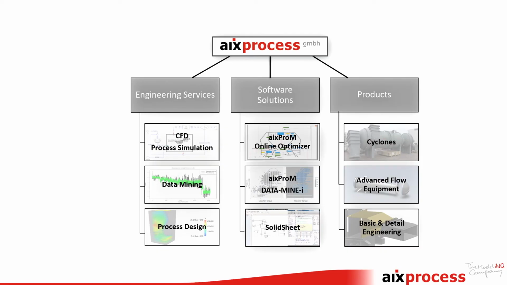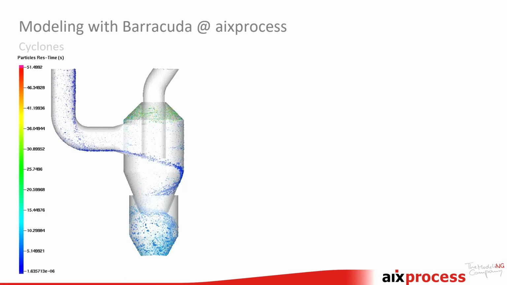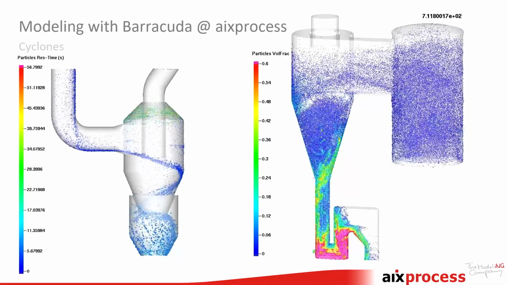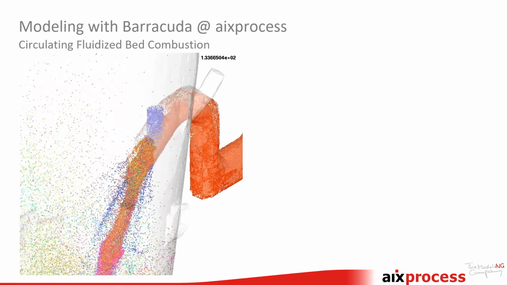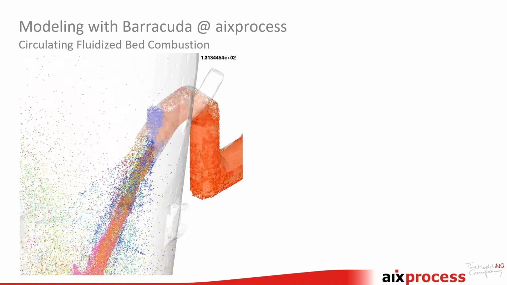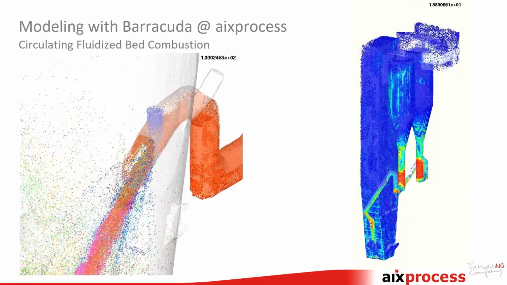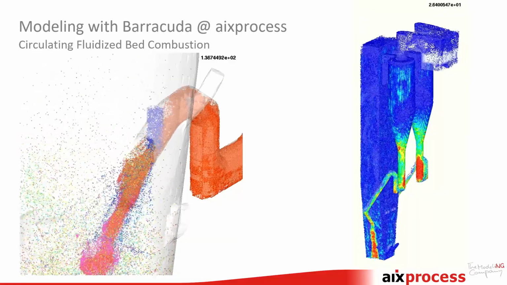So I will talk firstly about the CFD process simulation and what we do at aixprocess using Barracuda. We are looking a lot at cyclones, typically for the cement industry, but also in power generation, CFBCs and something like that. I think you have seen a lot of these animations and pictures before, so I don't have to get into detail. But we also look at circulating fluidized beds, and typically how fuel is put into the fluidized bed, the behavior at the bottom of the fluidized bed, how it's separated in the cyclones, and all these nitty-gritty details, and provide some expertise to our customers.